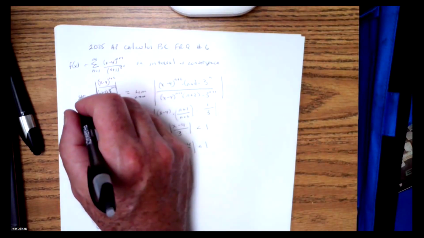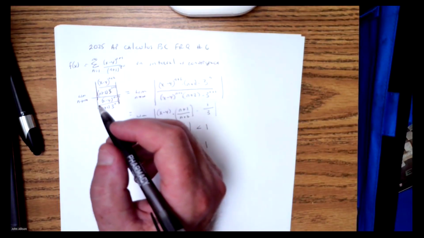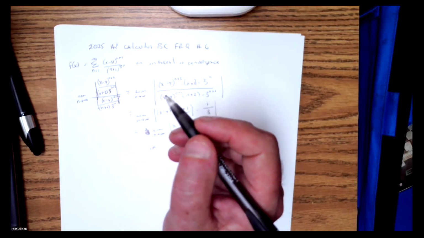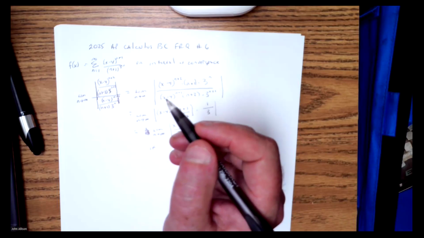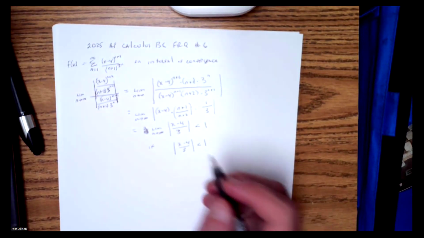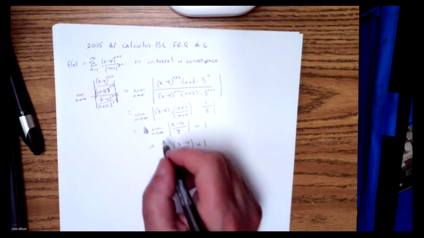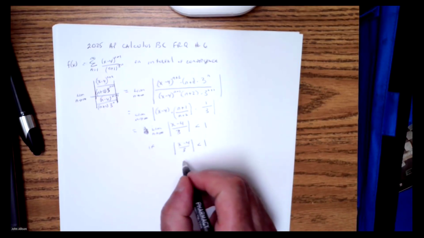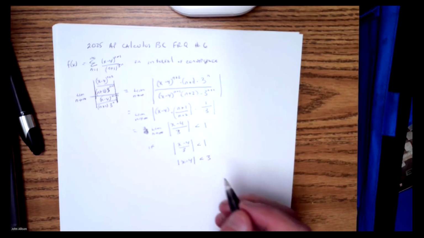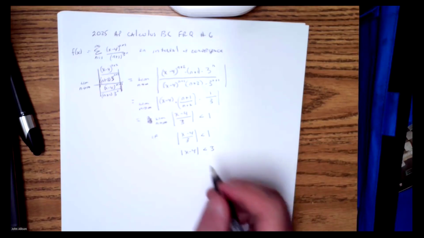Don't need a limit, do we, for the ratio test? Yeah, we do, but we can drop the limit because there's no more n's. All right. So that means this is going to be the absolute value of x minus 4 less than 3. Sorry, I told you it's been a while since I did this.